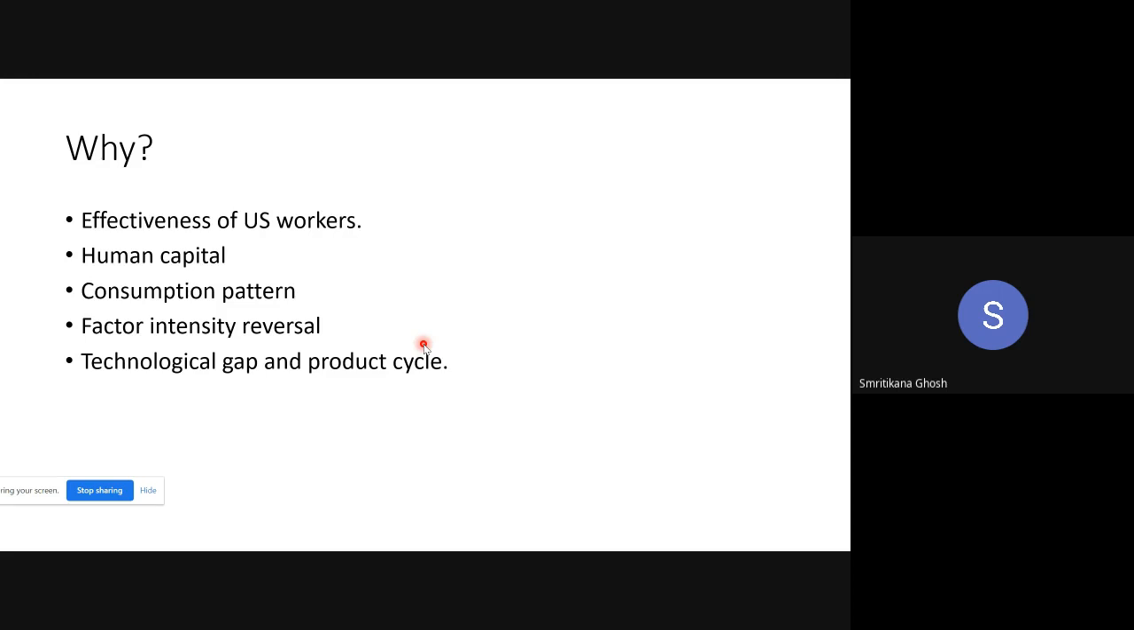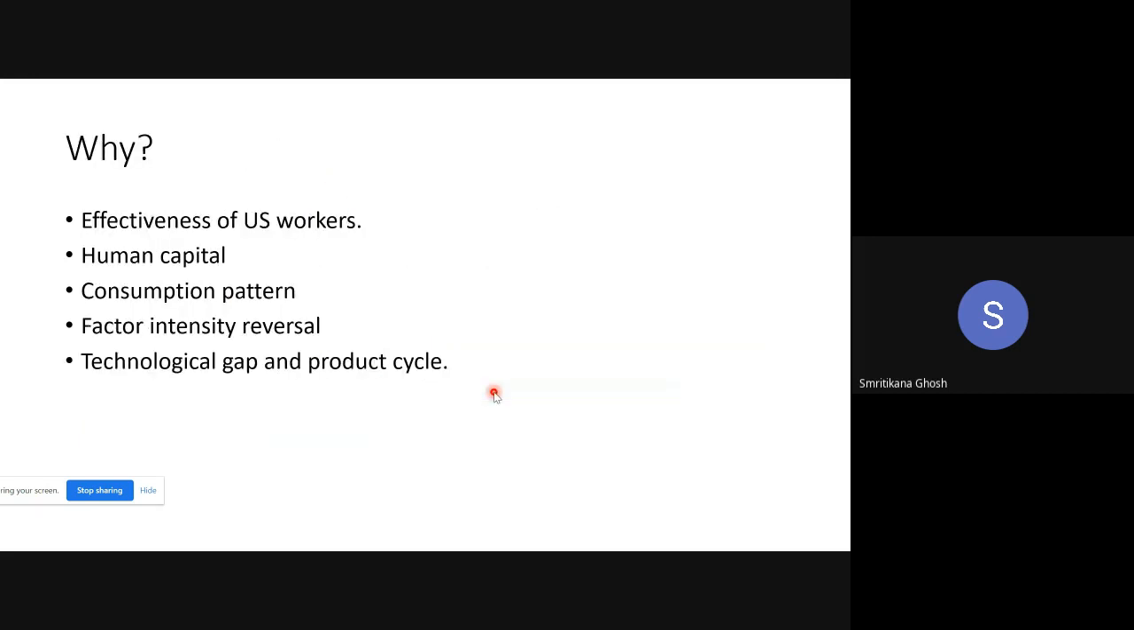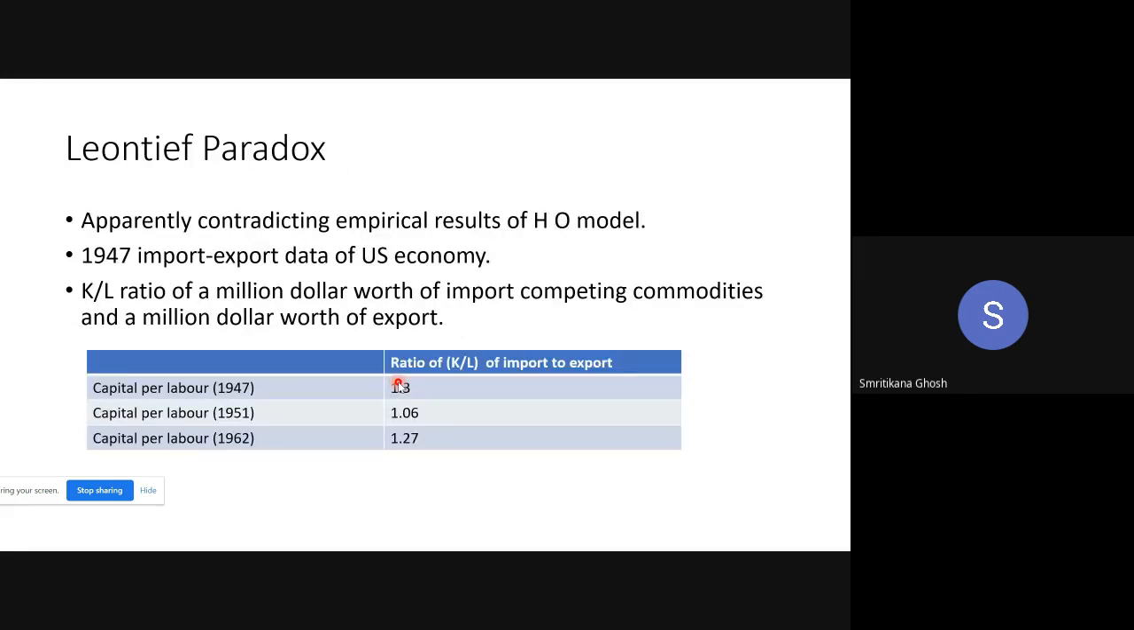The Leontief paradox. If there is any short note about the Leontief paradox, first of all you have to explain the paradox, then you have to explain the logic behind the paradox. These points are explaining that this is not a paradox. If you look at this paradoxical result from another angle, you may explain it logically. So this is about the Leontief paradox. Any question from there? Generally short notes or 6 to 8 marks questions come from this area.